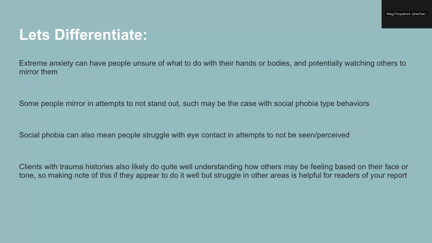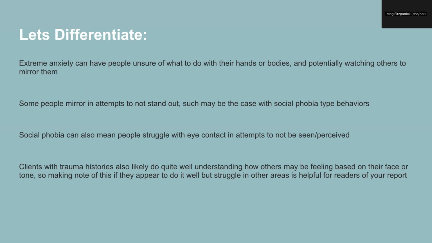Differentiating in this one is also really important. Extreme anxiety can have people unsure of what to do with their hands and or bodies and potentially watch others to see what they're doing to make sure that they blend in and look okay. Some people mirror in attempts to not stand out, which may be the case with social phobia type behaviors. I don't want to be perceived as different. And again, that will then come back to what happened with their social emotional reciprocity kinds of questions.